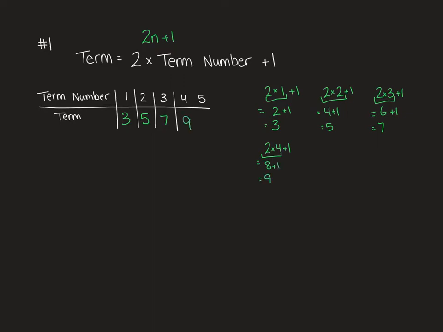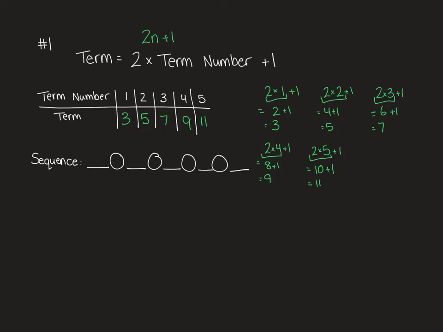Oh, and I need to add in another little line here. I hit backspace too many times before. And then 2 times 5 plus 1. We always do our multiplication first. 10 plus 1 equals 11.